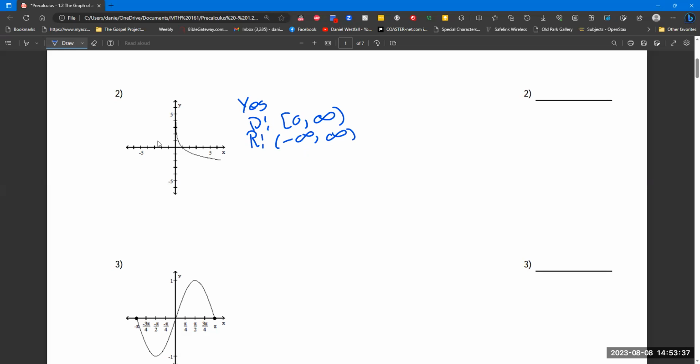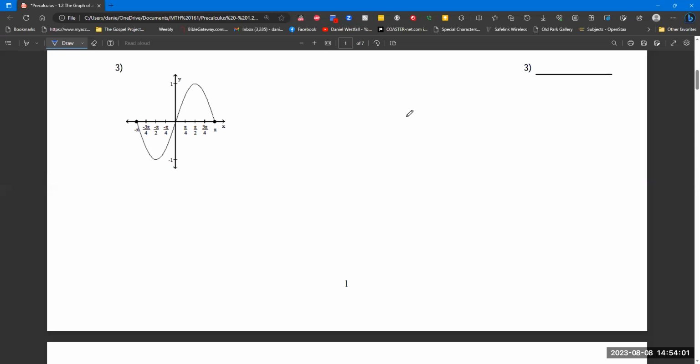It looks like it possibly has an x-intercept at 1, 0. And there's going to be no y-intercept because x equals 0 is a vertical asymptote, and there doesn't appear to be any symmetry to this graph. All right, let's look at the next one here.